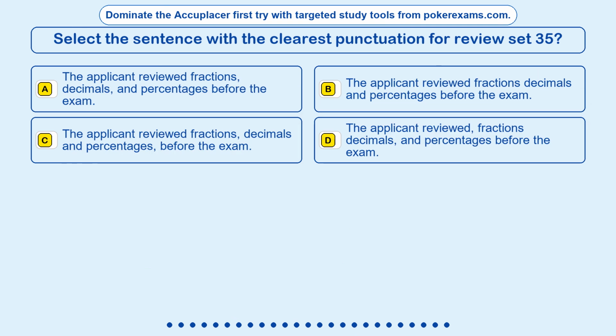Question 19. Select the sentence with the clearest punctuation for review set 35. Option A. The applicant reviewed fractions, decimals, and percentages before the exam. Option B. The applicant reviewed fractions, decimals, and percentages before the exam. Option C. The applicant reviewed fractions, decimals, and percentages before the exam. Option D. The applicant reviewed fractions, decimals, and percentages before the exam.